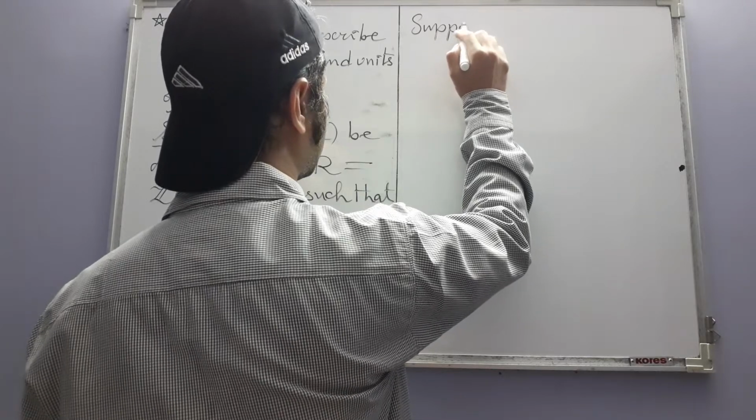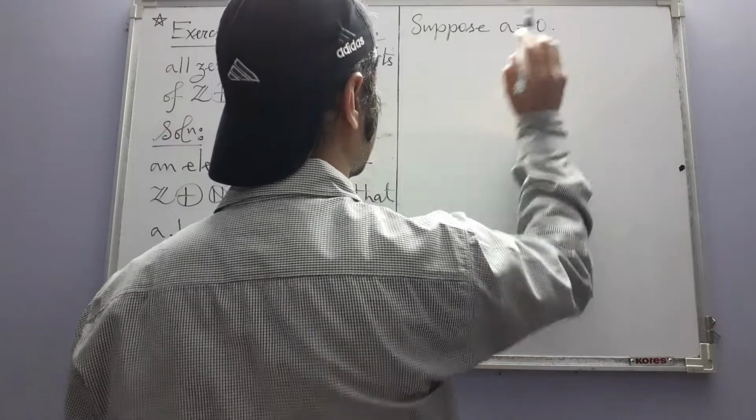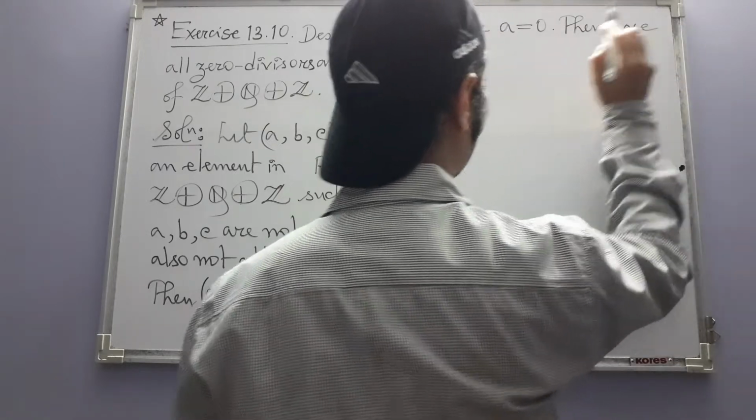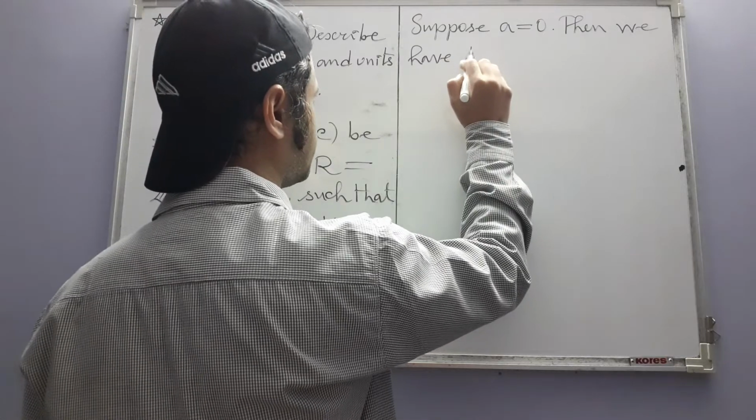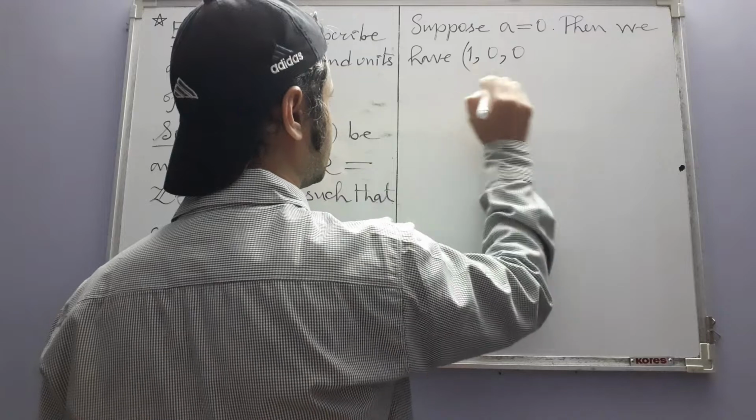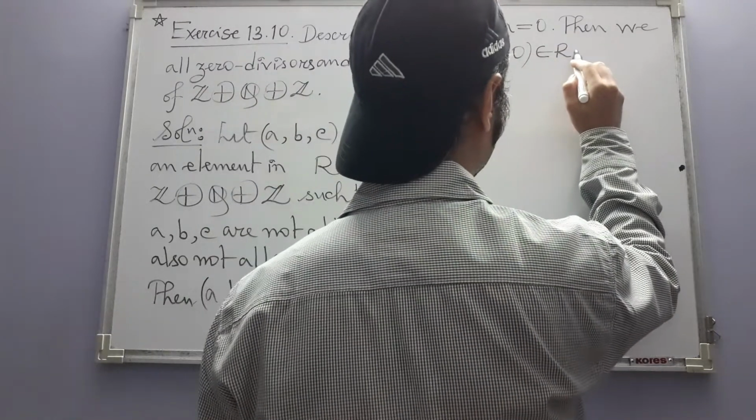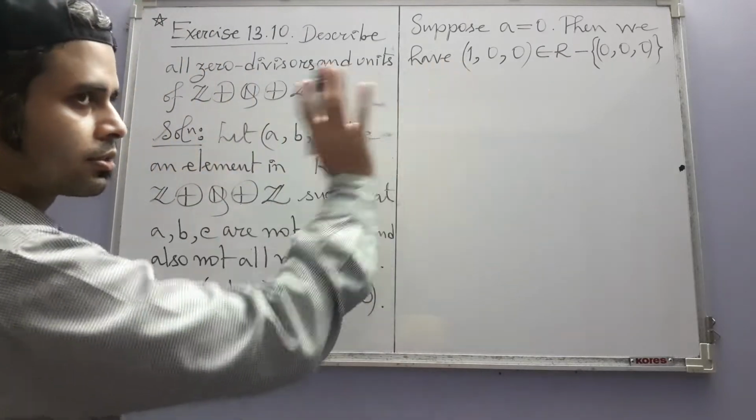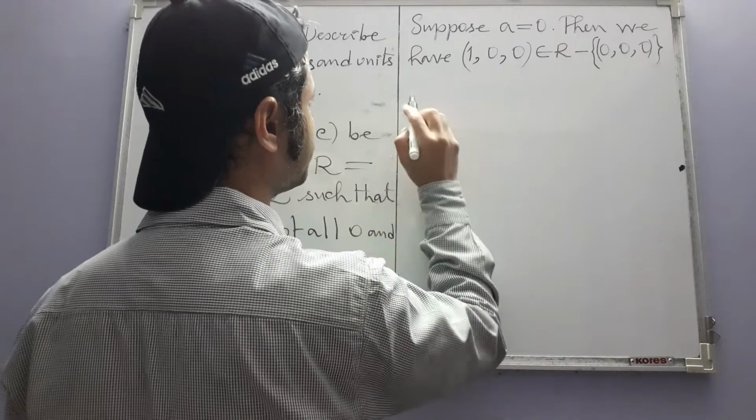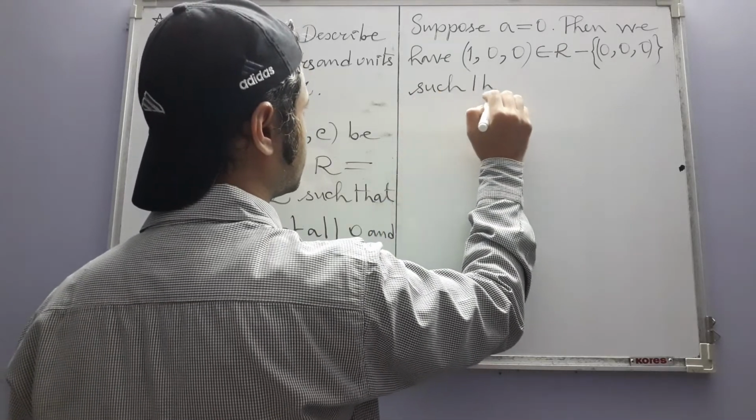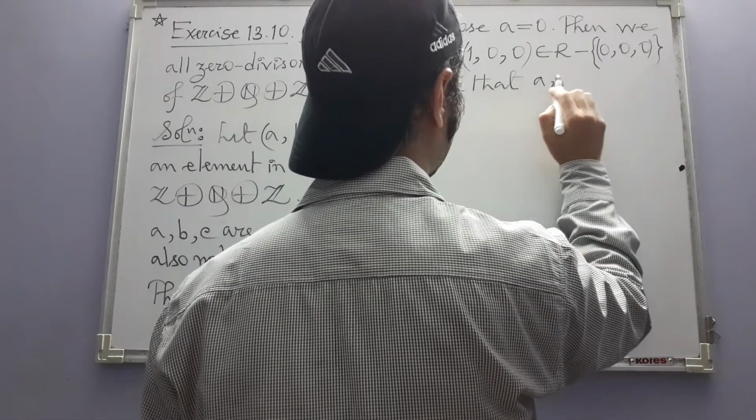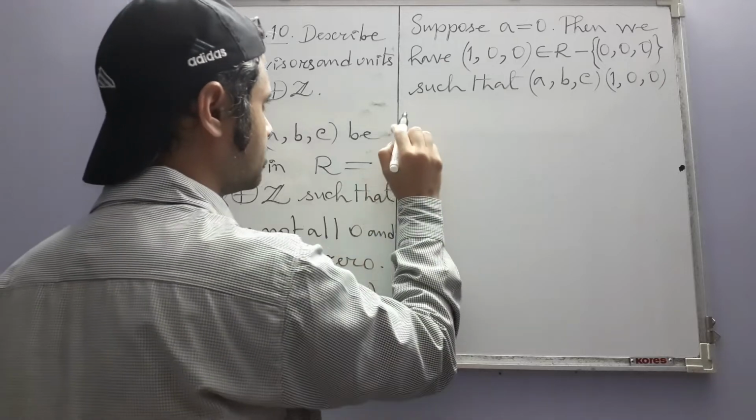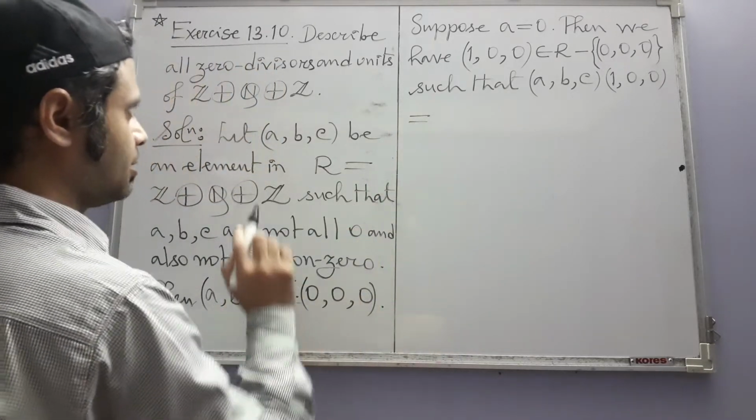Now, because the components are also not all non-zero, we have zero components. Suppose the first component is 0, then we have this element (1, 0, 0) in our ring, which is a non-zero element simply because its first component is non-zero, which is the integer 1, such that, what happens if you take the product of these two triples according to the definition of the multiplication operation in this ring?